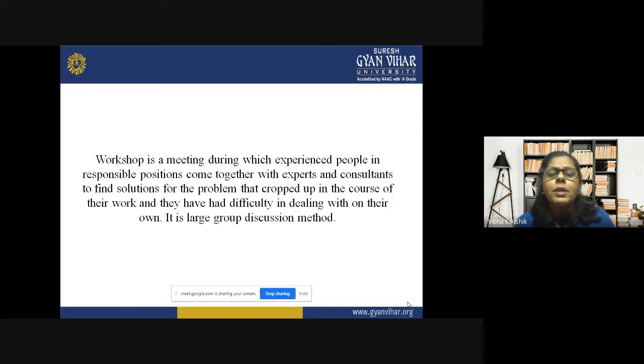Why are they coming together? They are coming together to find the solution of a particular problem that cropped up in the course of their work and that they have had difficulty in dealing with. They want the solution because they have difficulty dealing with it on their own. That's why they are coming in a group to find the solution of that particular problem. It is a large group discussion method. So we can also call a workshop a large group discussion method where discussion among the people is held.